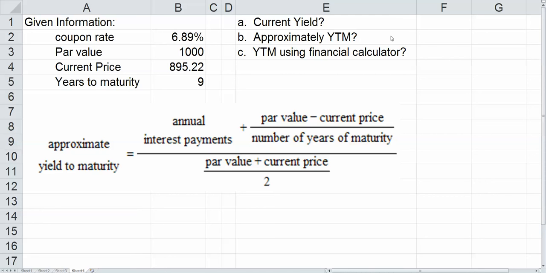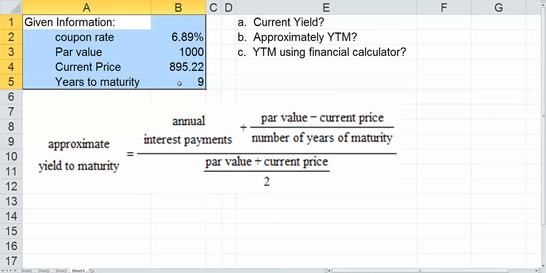This video demos problem 4 from chapter 14. In that problem, we're given a set of information about a bond. It has an annual coupon rate of 6.89%, a par value of $1,000, a current price of $895.22, and 9 years remaining until maturity. Again, your problem will have different values.